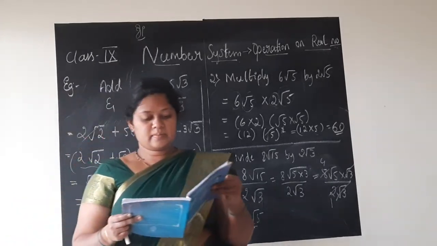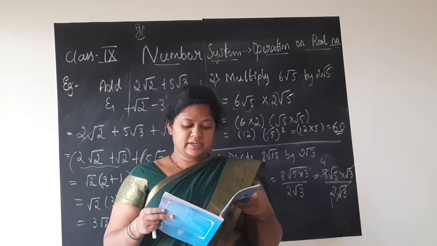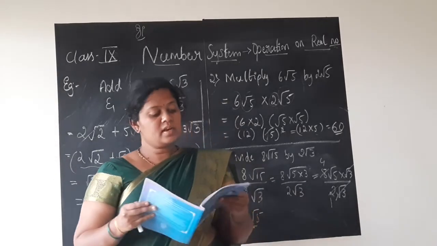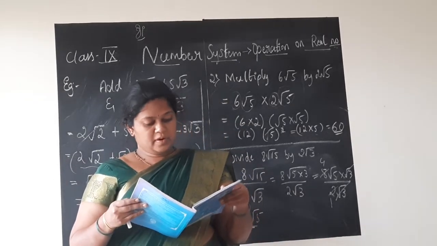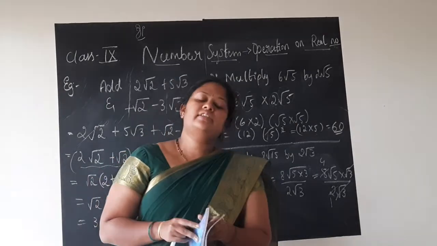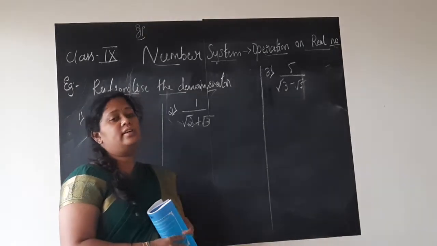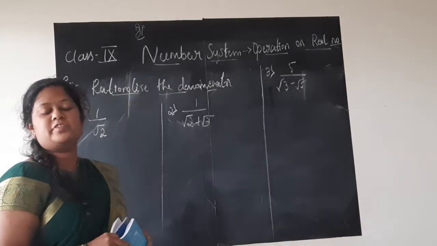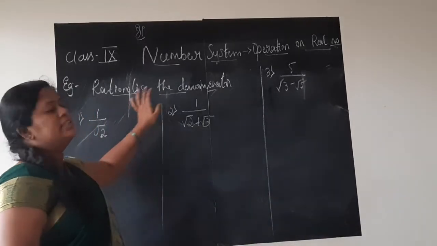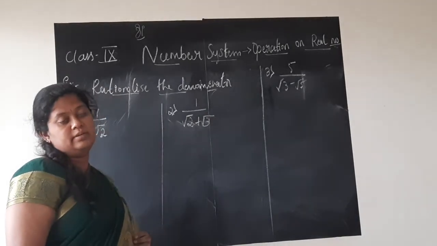Next, rationalize the denominator is given, children. I will teach you one problem and an example for rationalizing the denominator. Then we shall move to exercise 1.5, which is very, very easy. So before starting with the exercise, let us solve these 3 exemplar problems, which need not be done in your classroom. The question will be: rationalize the denominator. So particularly the denominator only they are mentioning.